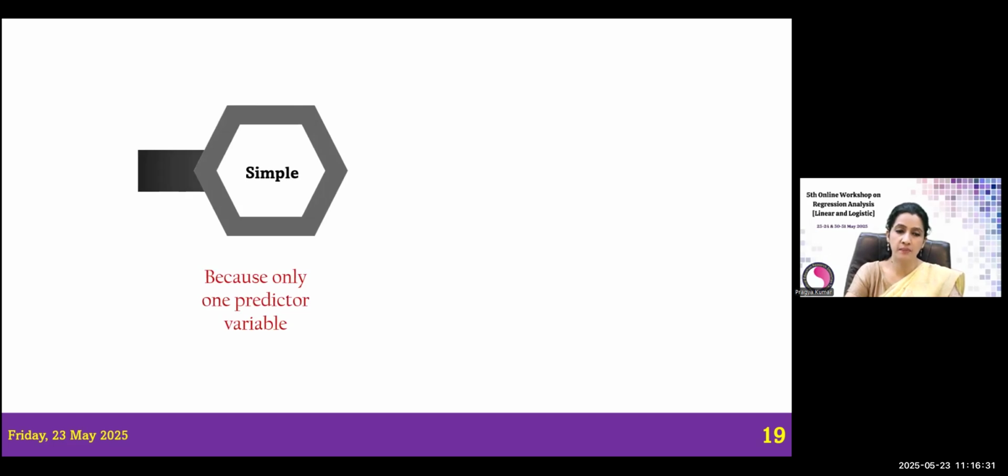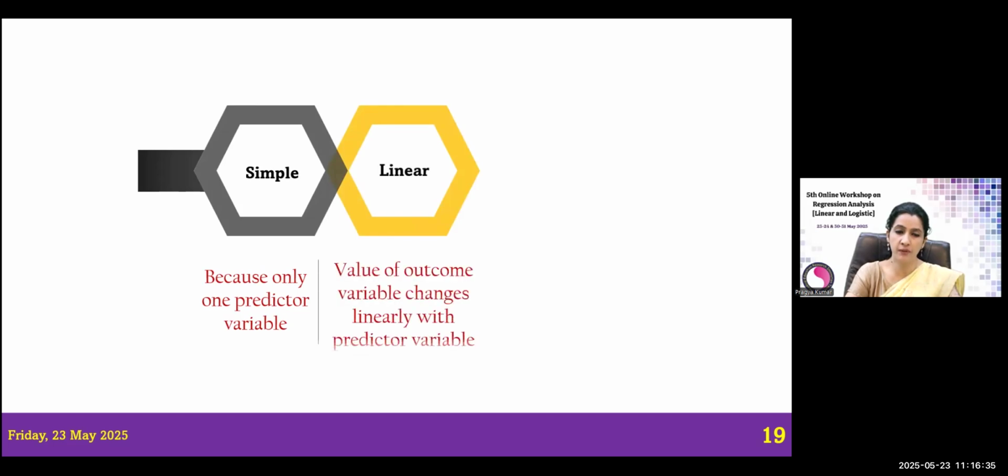So what is simple linear regression? It is known as simple because there is only one predictor variable. It is known as linear because we try to fit the data in the form of a linear equation.